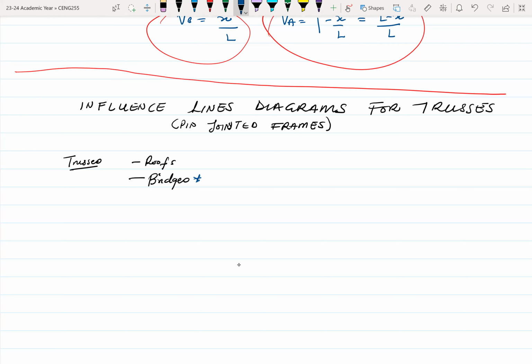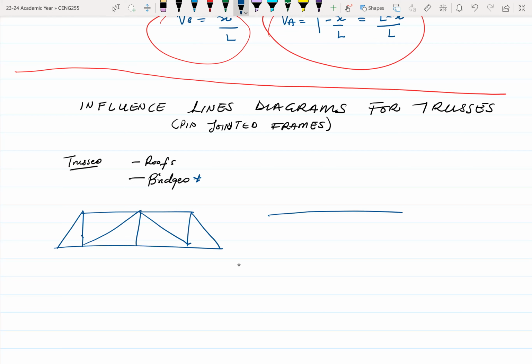So let's say we have this truss. This is a typical truss. Another one that we can have, this could also be another truss system. The difference between these truss systems has to do with where the load is positioned, where the moving load is positioned.